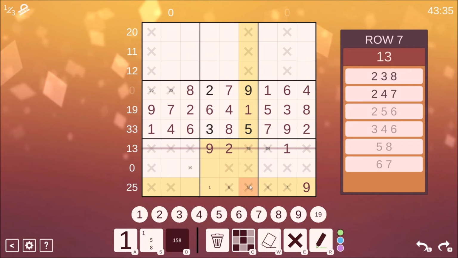Well, actually, if we have an 8 here, we would have to place a 7 there. And if we have a 7 there, we would have to have a 4 here. So we actually cannot have the 8 here.